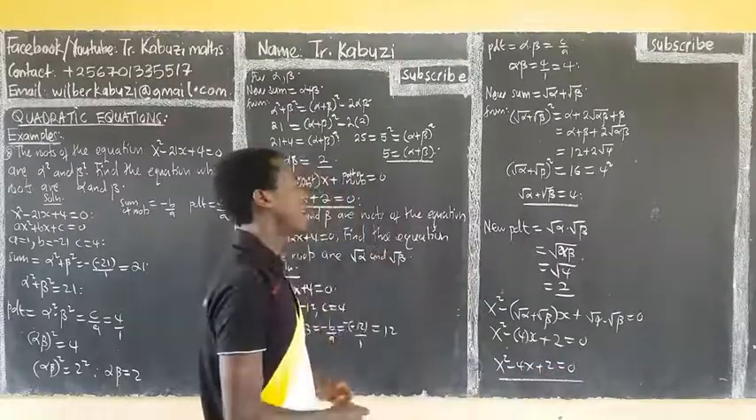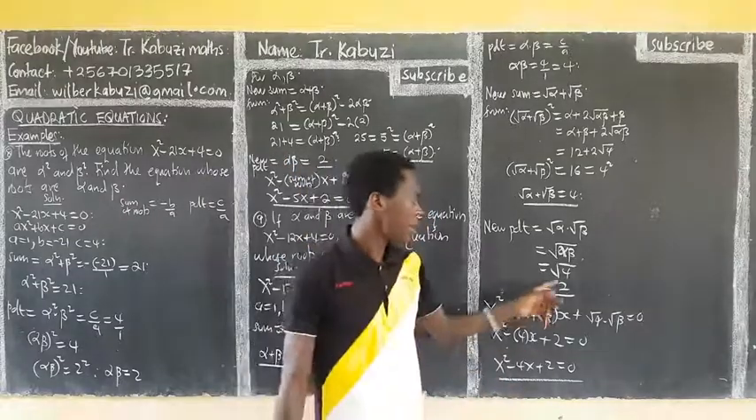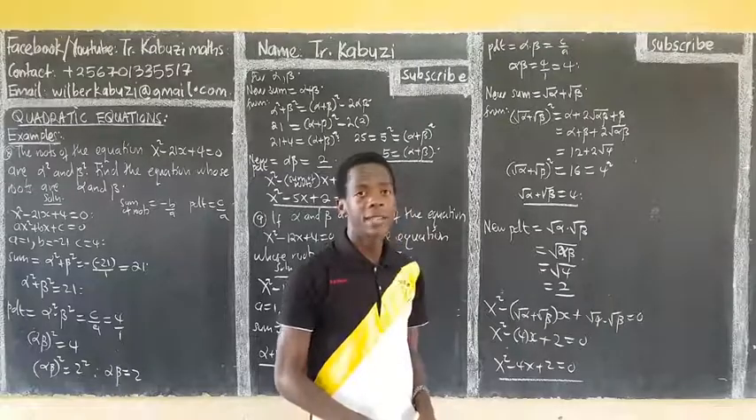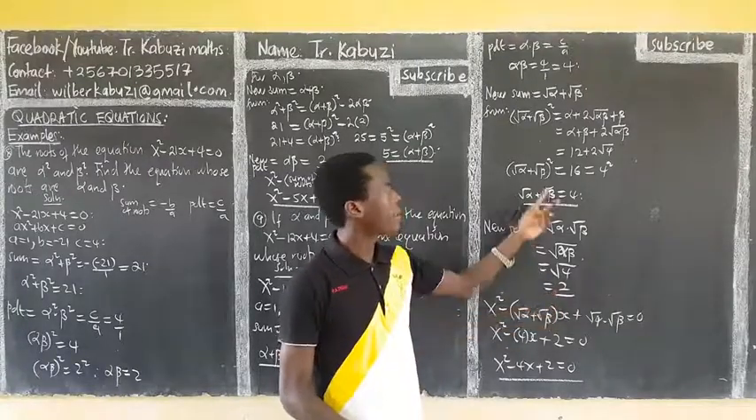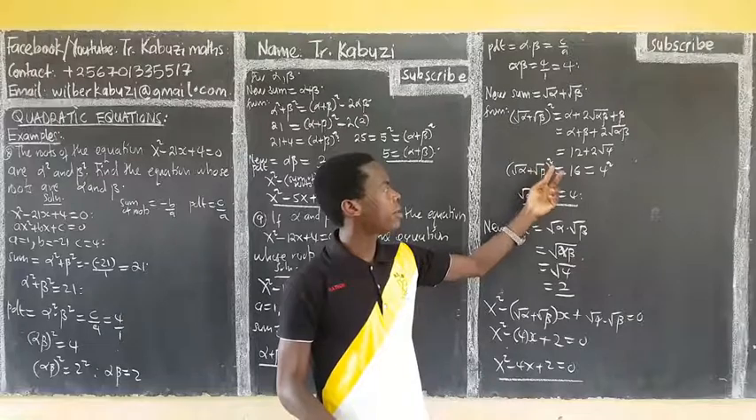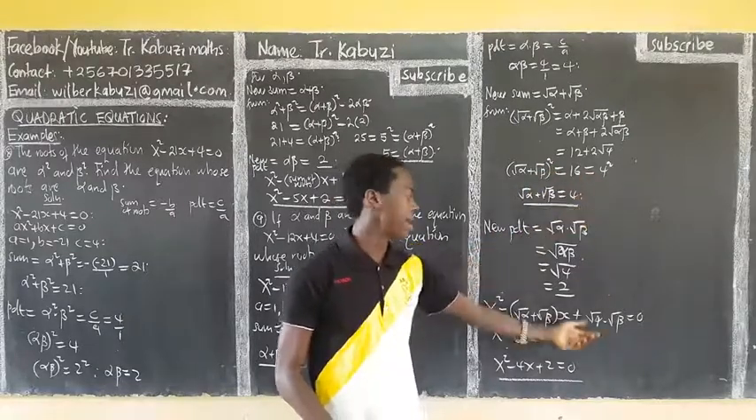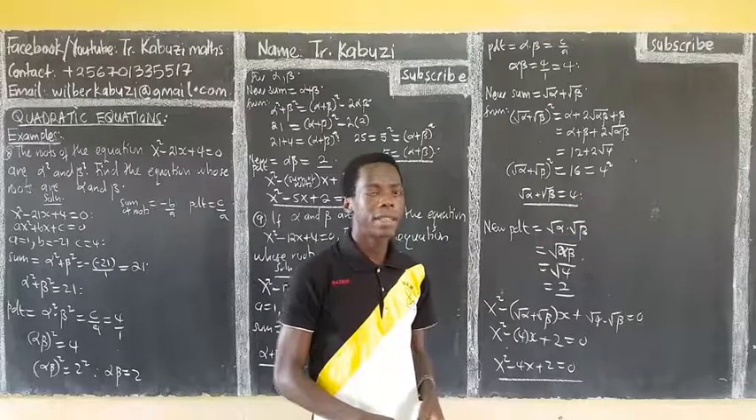Someone can ask, because when we take the square root, we get plus or minus 2. Here I took only the positive one, because I remember I compared the bases. I never took the square root. That's why I'm also taking the positive part.